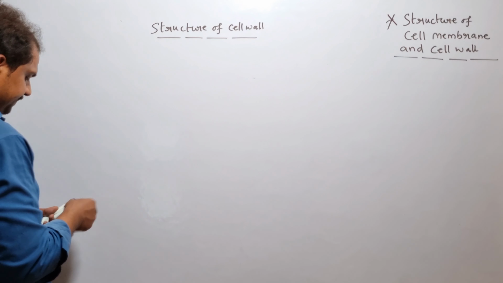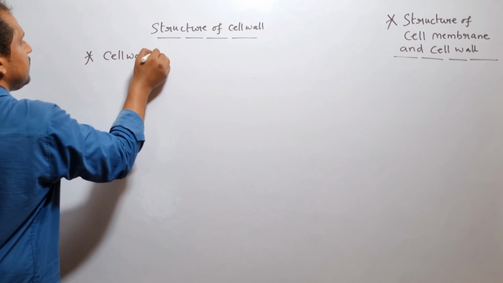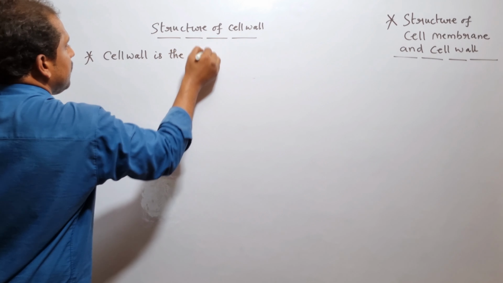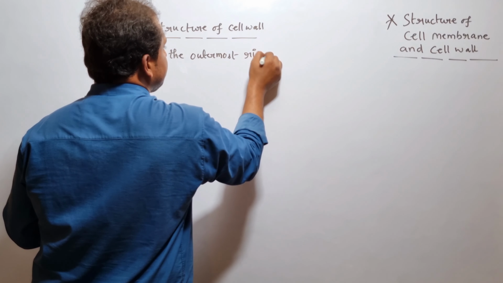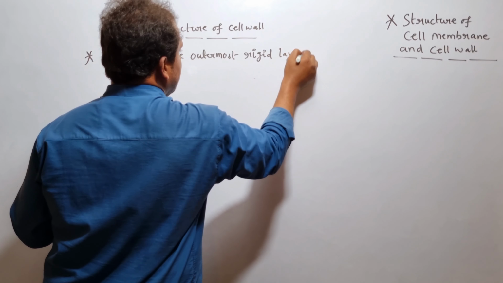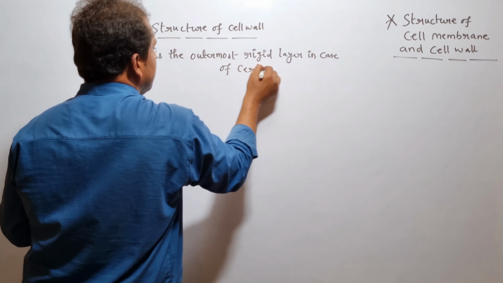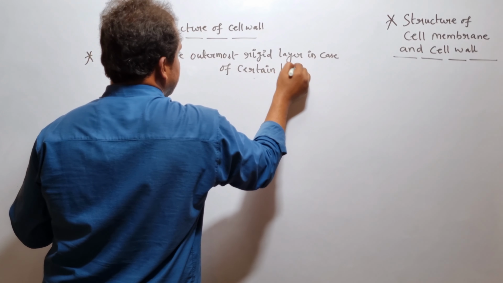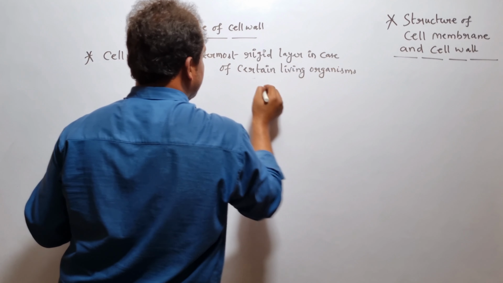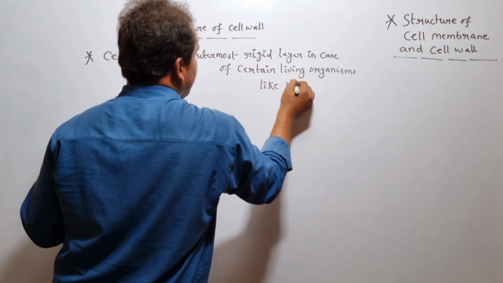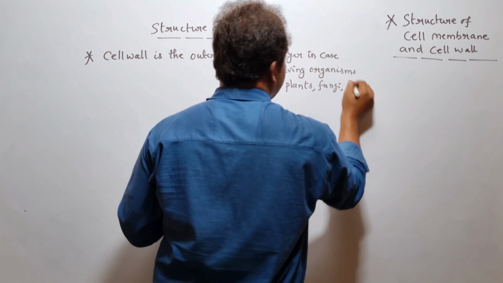So let me write it here. Cell wall is the outermost rigid layer in case of certain living organisms like plants, fungi, algae, and as well as bacteria.